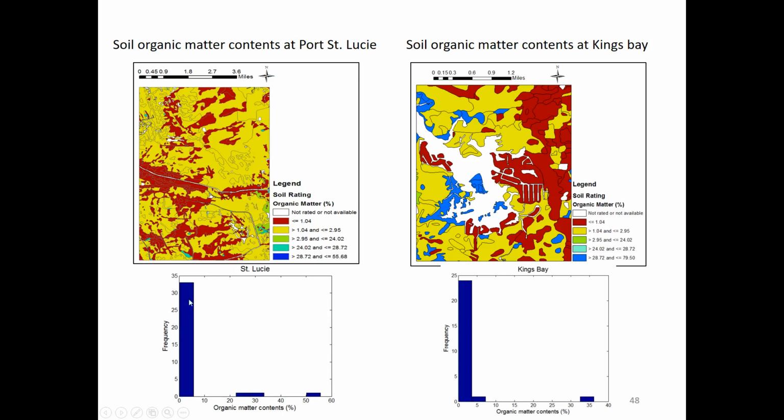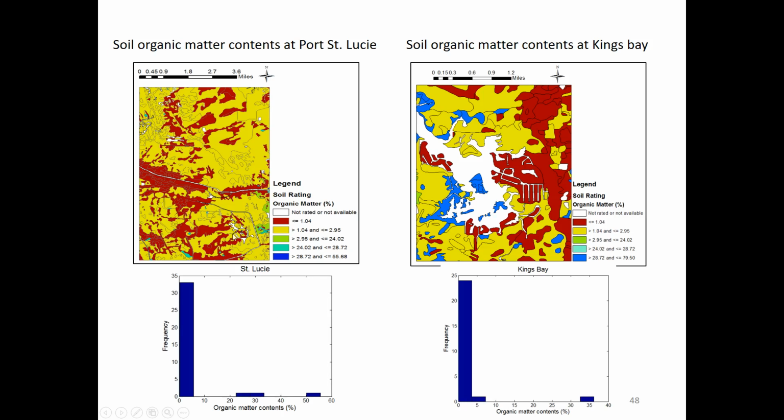And also we did some statistics. This is a histogram for values of organic matter. So this is for Port St. Lucie, and this is for Kings Bay. You see, they're pretty much similar in the sense that most of the soil organic content values are in the range of 0 to 5%, right?